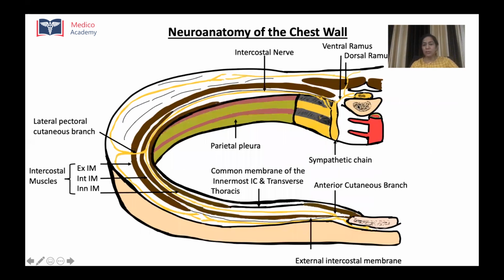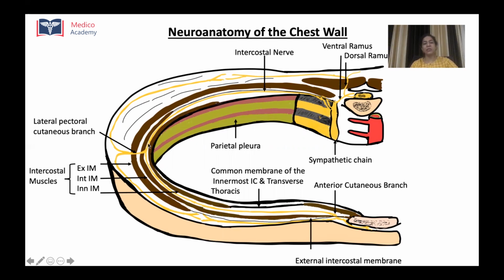Also, if we look at the individual intercostal nerves, the intercostal nerve arises from the ventral ramus of the spinal nerves. So the dorsal ramus supplies the back part of the chest. Another branch is given off as the gray rami communicantes to the sympathetic chain. The ventral ramus continues as the intercostal nerve. So here's the ventral ramus that continues as the intercostal nerve.